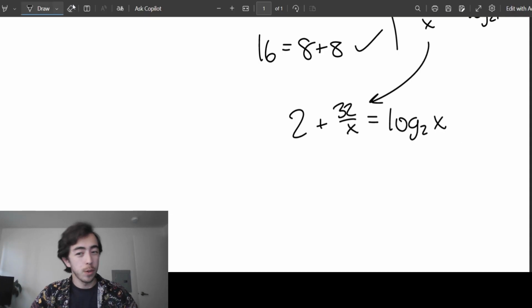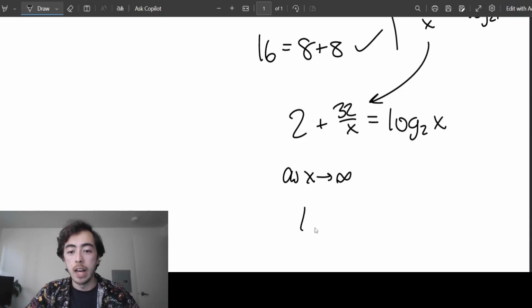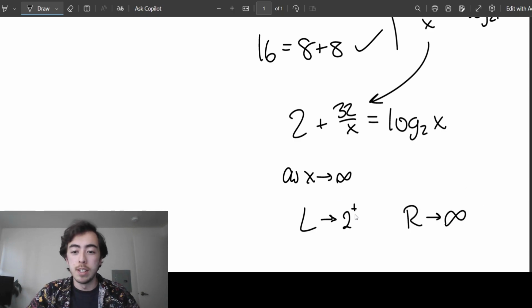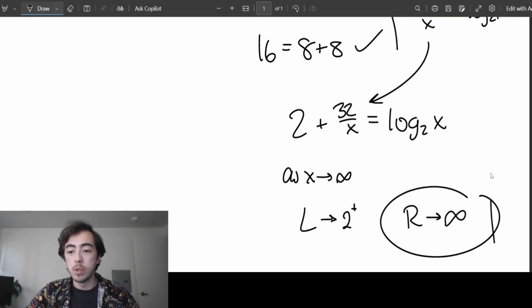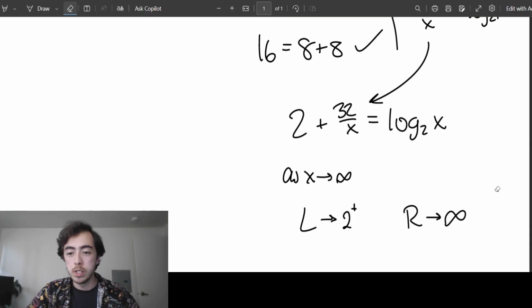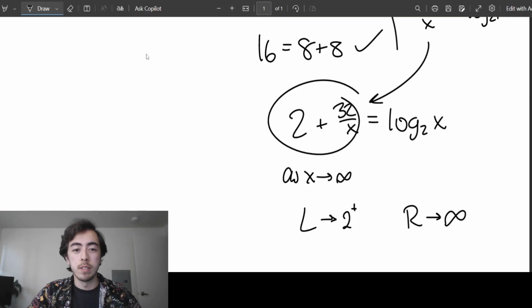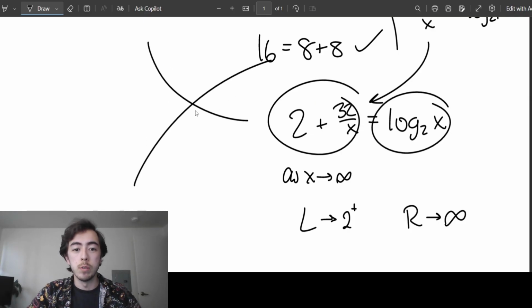And so looking at this equation, I can tell that as x gets bigger, the left-hand side, I'll say L for left-hand side, approaches 2 from the positive side, whereas the right side approaches infinity. And in particular, this value right here is always decreasing. This value is always increasing. So I do know from this equation that I'm going to get one and only one solution, because if we have something that's always decreasing and something that's always increasing, then it should intersect at just one spot.